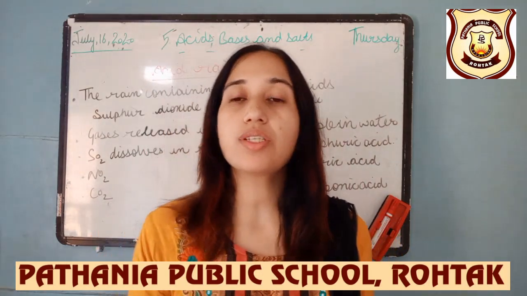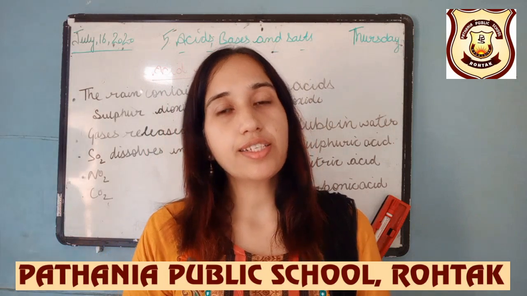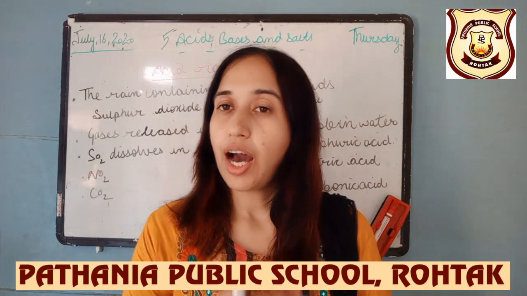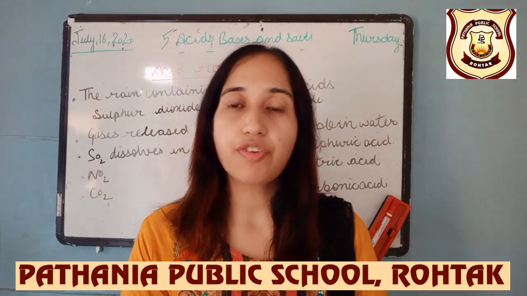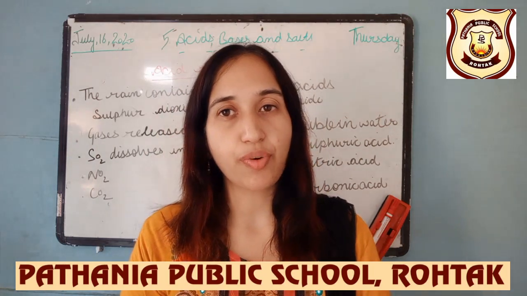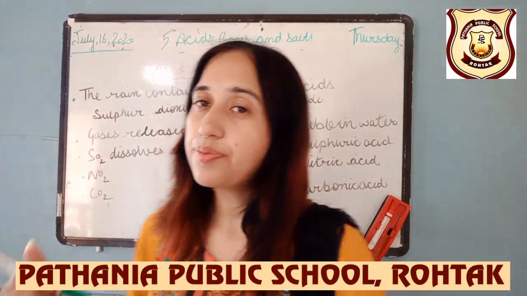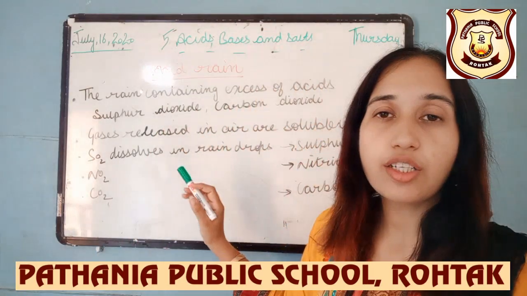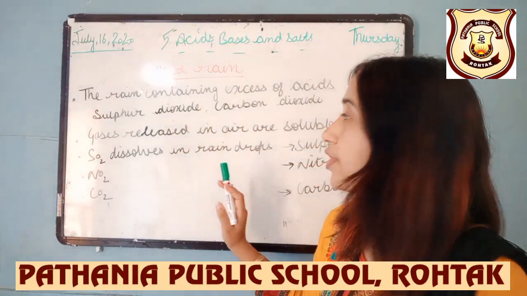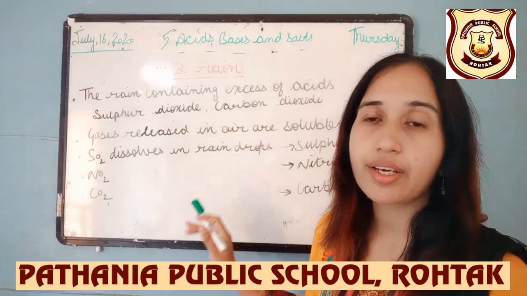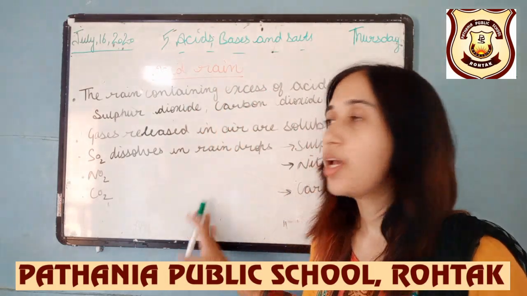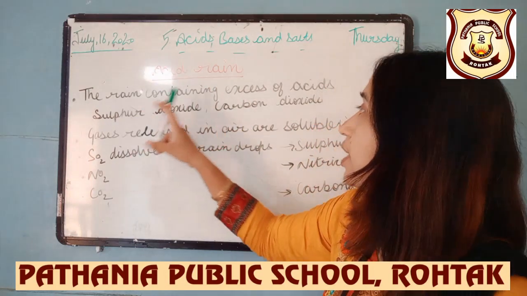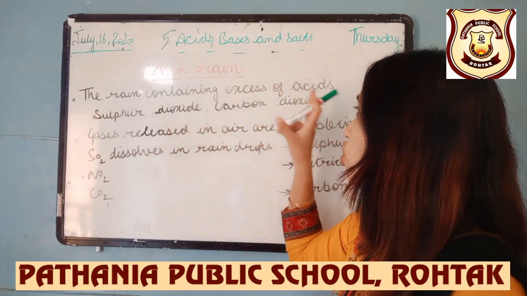We have almost done with the chapter acids, bases and salts. You have to revise it, and I will take a revision in the question-answer form. Acid rain is the topic. What is acid rain, beta? Acid rain is rain containing excess of acid.